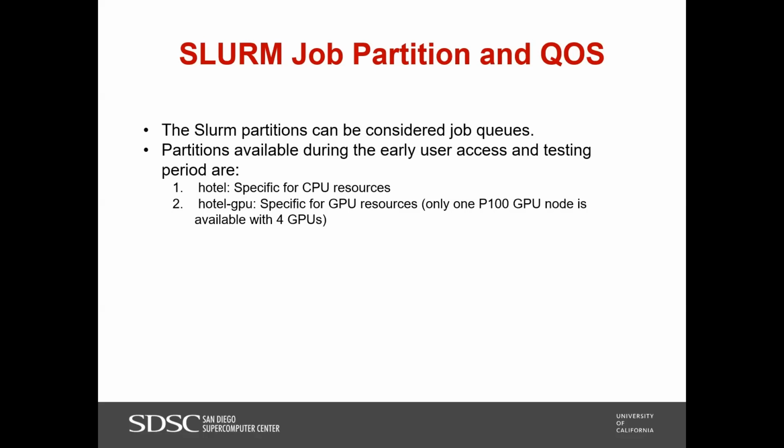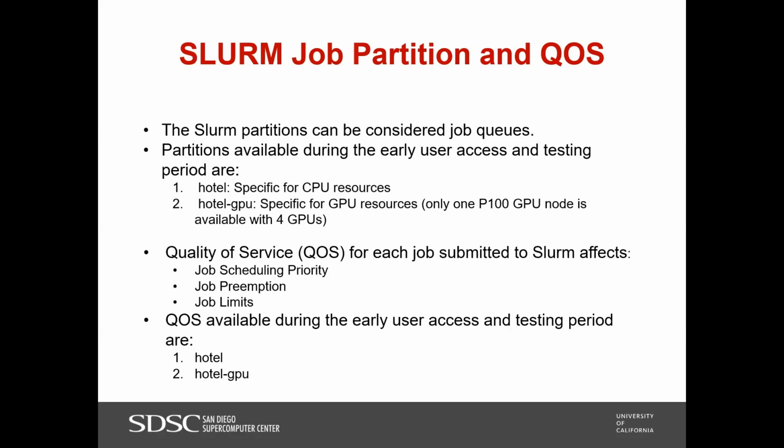Besides the partition, we now have a new term called QoS. What is QoS? It is quality of service, a term used in SLURM for each job submitted. This QoS can affect the job scheduling priority, the job preemption, and the job limits. We will set up those parameters for each QoS before you can use it in your job. The QoS now available for the test clusters are hotel and hotel-GPU. In your job on TSCC 2.0, you must now specify the QoS, either hotel or hotel-GPU, in order to let the job run.